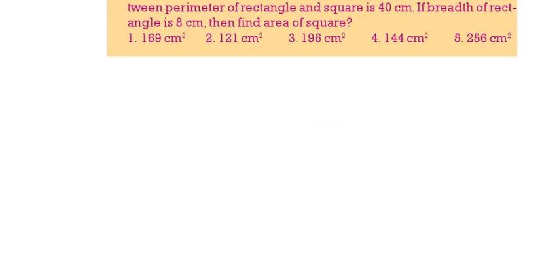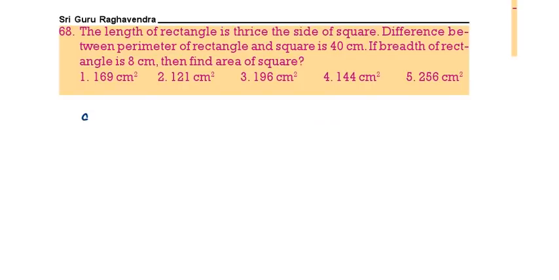The length of the rectangle is thrice the side of the square. The difference between the perimeter of rectangle and square is 40. If breadth is 8, find area of square. See here, the side of the square we don't know, you take it as x. Length is thrice the side of the square, so length will be 3x.